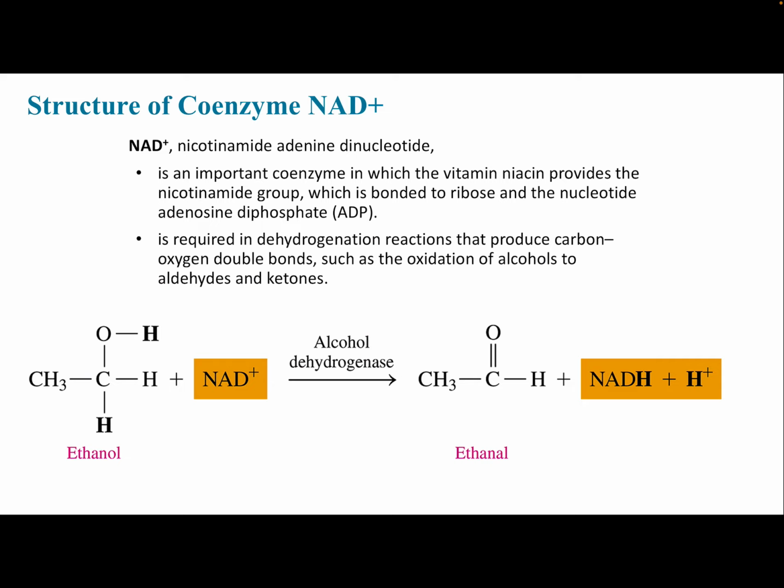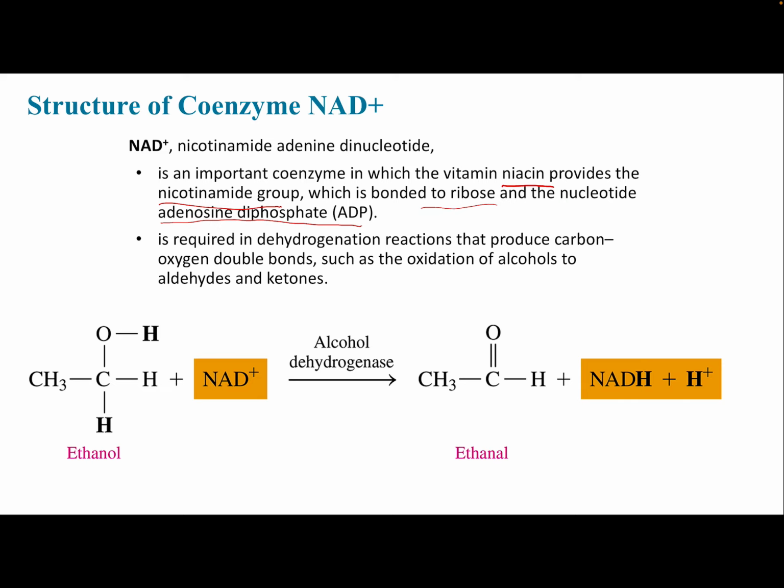So this is an important coenzyme. You can see where it comes from. The vitamin niacin provides the nicotinamide group, so that's why we need that vitamin in order to make this molecule. There's a ribose sugar, and the adenine diphosphate, ADP, is actually part of this structure as well. It's very good at doing oxidation reduction. It's a very good redox molecule.